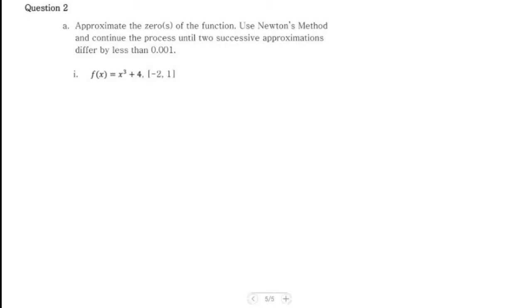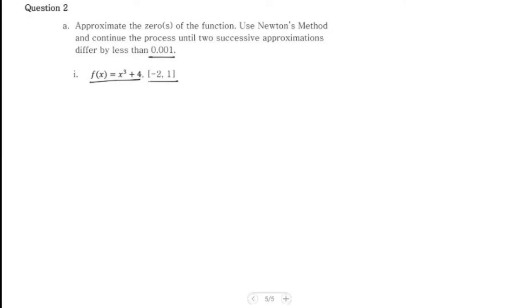This is question 2, part A, and here we're going to use Newton's method to approximate the root of a function, or as the question writes here, the zeros of the function. So we have to continue finding the root until we find two successive approximations that differ by less than 0.01. Now here's our function given to us and an interval.